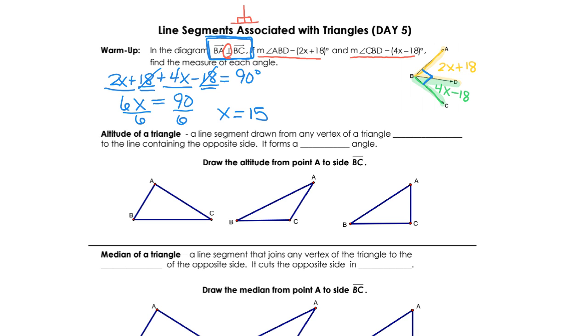And now they want to know the measure of each angle, so we're going to go back and plug in. 2 times 15 is 30, and 30 plus 18 is 48 degrees. Okay. This one is 4 times 15, which is 60, minus 18, which is 42. And so that ray BD there in the middle is actually not an angle bisector, since the measures of these two angles don't come out equal, but they do add up to 90, just like what they told us in the question. Okay, so going down, we're going to go ahead and talk about the altitude.